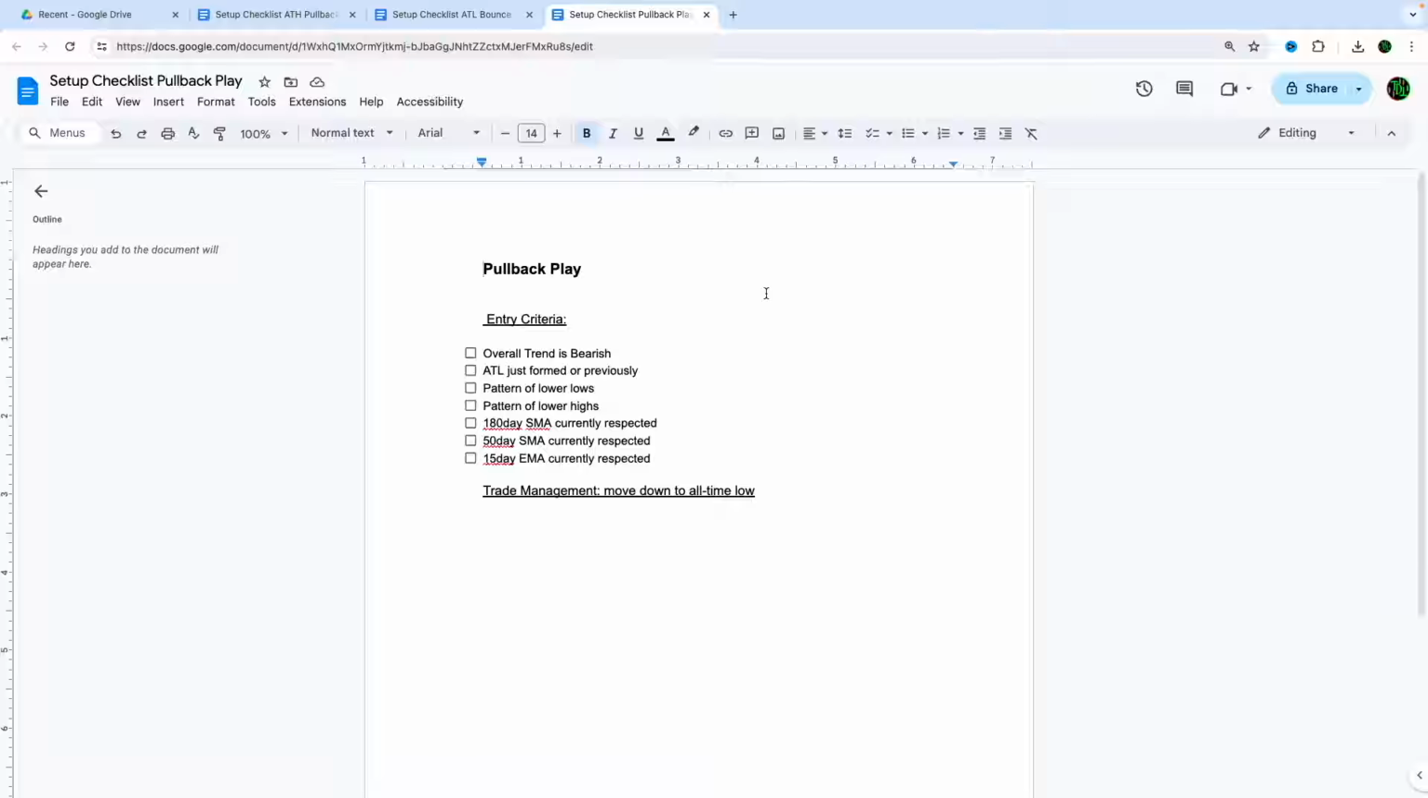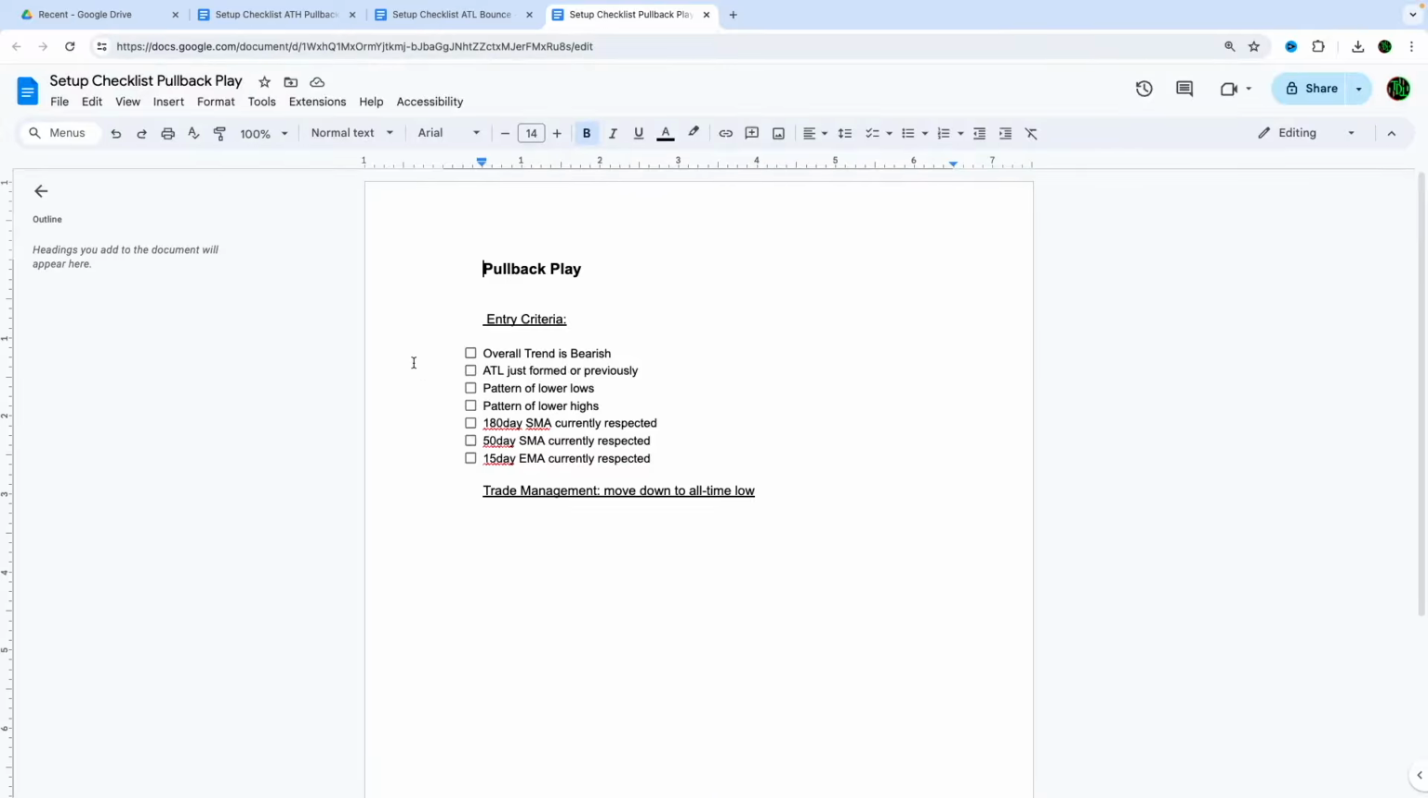Next, the pullback play, one of my favorite setups personally. Entry criteria. Overall trend is bearish. All-time low just formed or previously. Pattern of lower highs. Okay. Pattern of lower lows, or I read that backwards, but lower lows, lower highs. We want to see both being played out on that chart. 180-day SMA respected currently. 50-day SMA currently respected. 15-day EMA currently respected. Pretty straightforward setup.